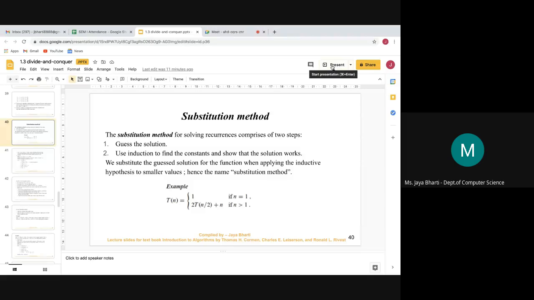Substitution method. So there are three methods. First method is substitution method, second method is tree method, and third method is the master method. So firstly we'll see the substitution method.